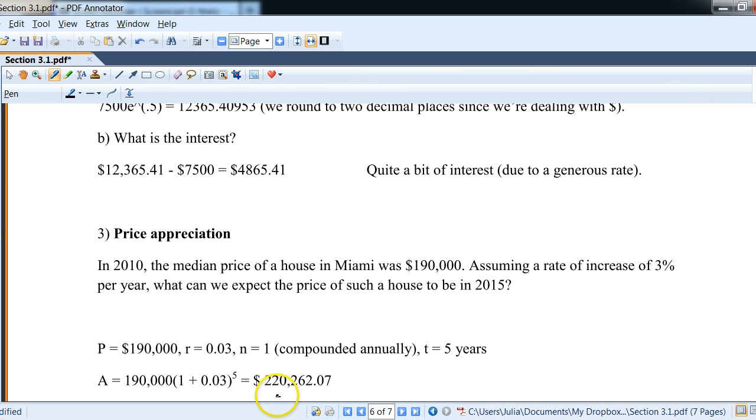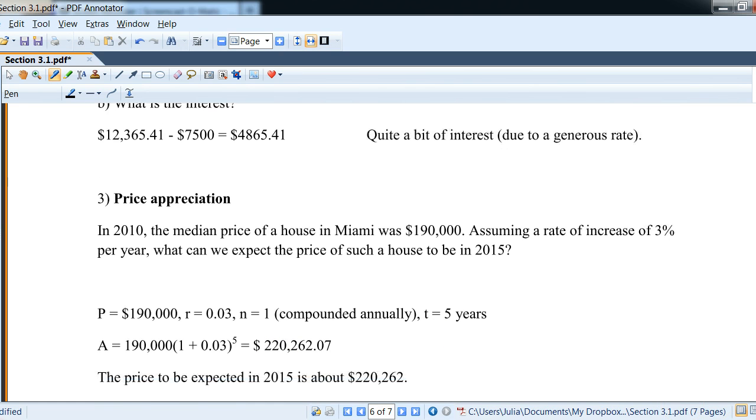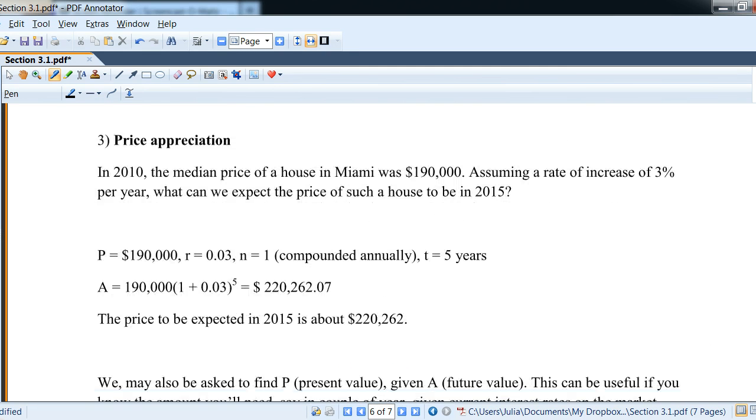So I'm getting 220,262.07. Let's disregard the cents because it's the price of a house. So it's about $220,262. So still not bad.